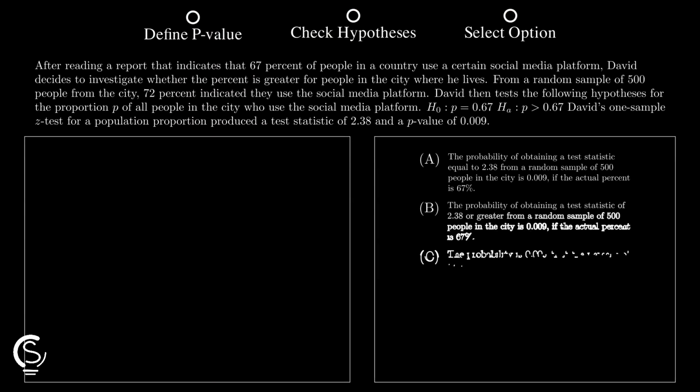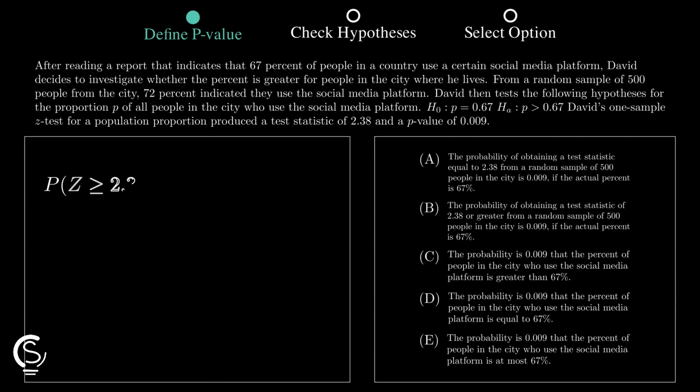The p-value is the probability of observing a result as extreme or more extreme than our sample, assuming the null hypothesis is true. It is a conditional probability based on the null.